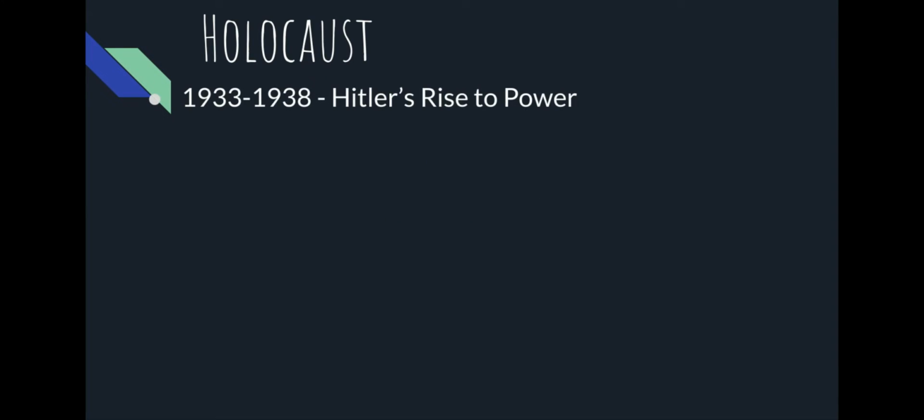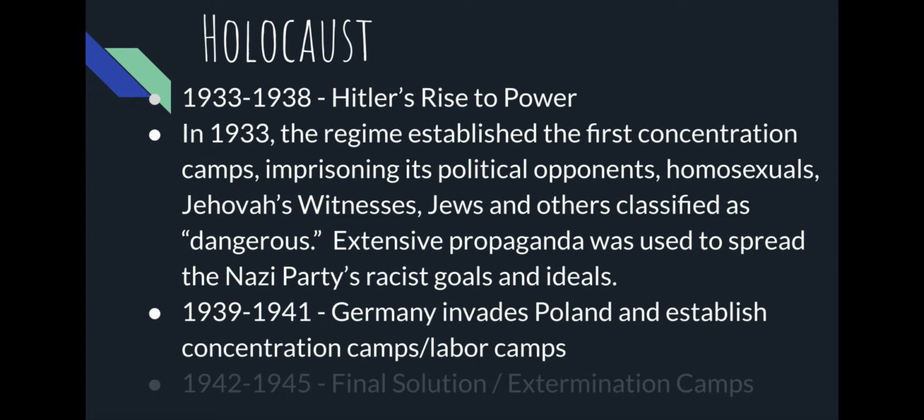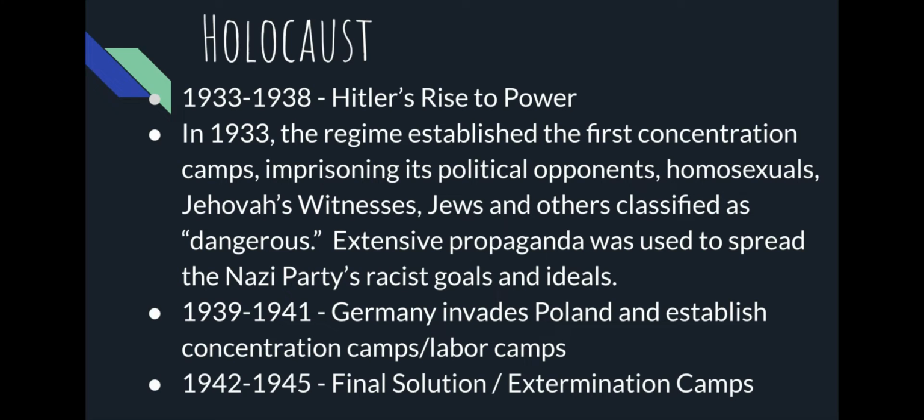Now, if you look through the Holocaust and through what Hitler was up to, we have a few things I'll put on the screen here. First, 1933 to 38, Hitler's rise to power. The second thing that happens is in 1933, the regime starts setting up its first concentration camps. Now, these are not the extermination camps we're going to see later. It is literally just concentrating people together as political prisoners. There's a lot of propaganda during this stage.